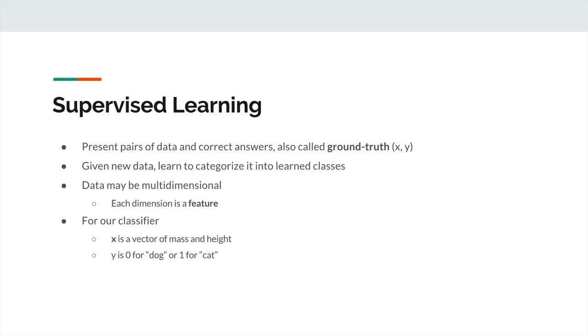One thing to note is that the data in the example we're going to be using is fairly low dimensional, in the sense that there aren't that many features. In fact, we're only using two features: mass and height.